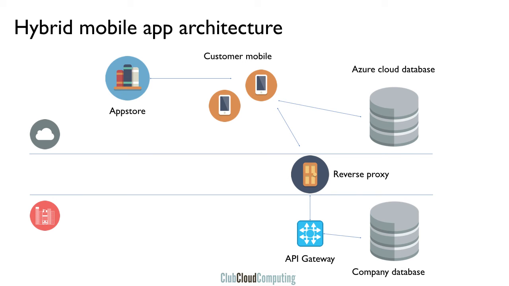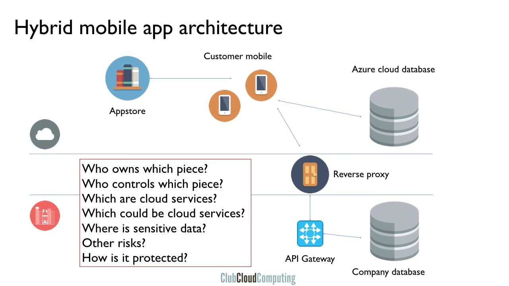And now you can start asking yourselves questions. Okay, who owns which piece of this entire hybrid architecture? Who controls it? For example, the app store is owned by, let's say, Apple or Google or whatever, but the specific app should be controlled by the bank's developers in this case. Other questions: which of these are cloud services? Well, that's half, that's easy. Which could be cloud services? Well, fill in the details.